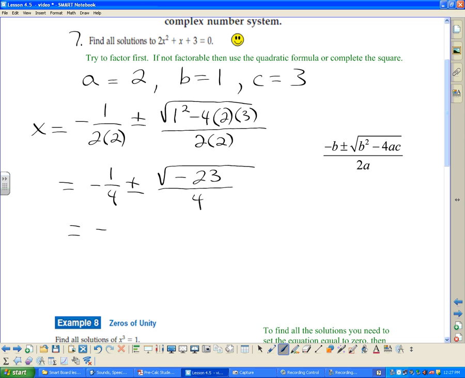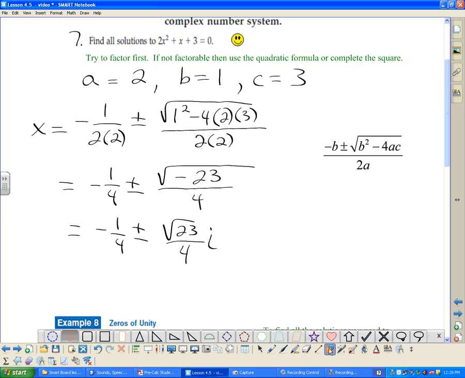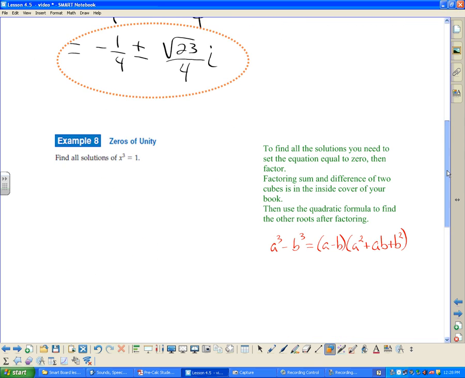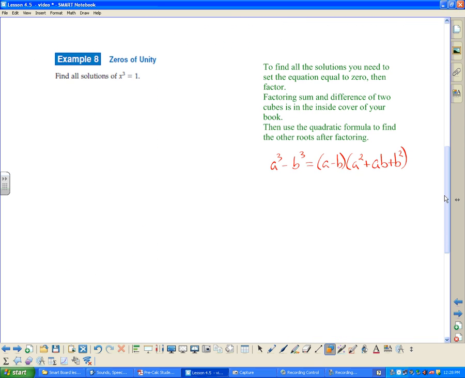So my answer would be -1/4 plus or minus, and since we have the square root of a negative number, we take the negative out and we make that an i. And so there's our solution to this problem, that x equals -1/4 plus or minus square root of 23 over 4 i. And since we got i in our solution, that means it was a complex number, and if I showed it on the graph, it would not intersect the x-axis. So then we're going to look at example 8, which is another solving equations.